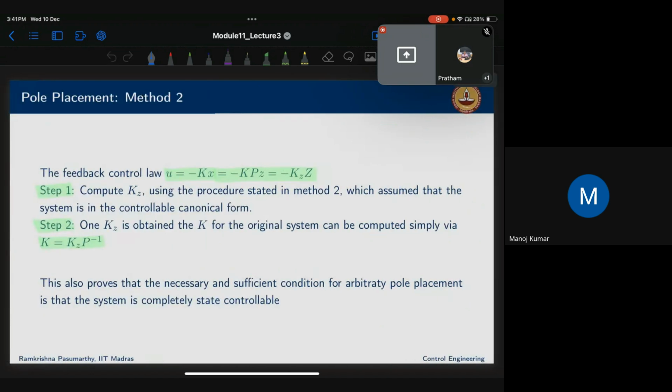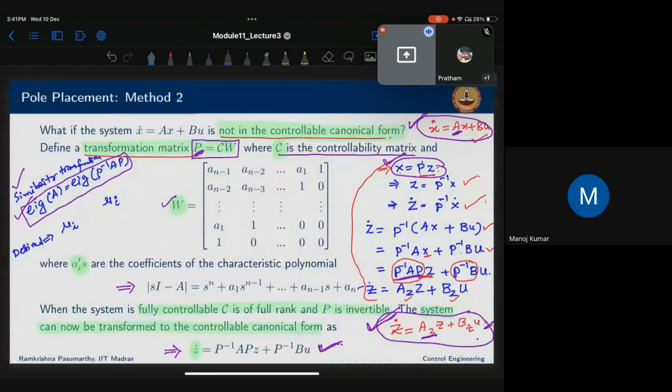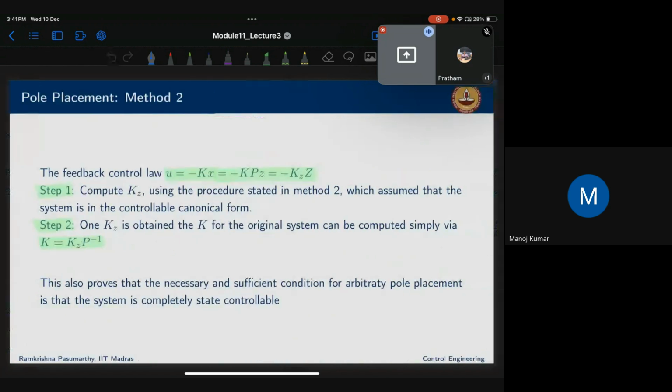In this method, we now have this new state space model, so we can do the pole placement design just like the previous one. In the same way, we choose u is equal to minus Kz z. Once we get our Kz using our regular method 1, we can find our K like this. Is this clear?